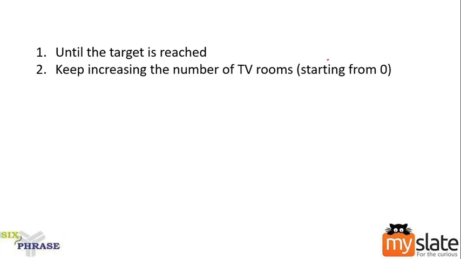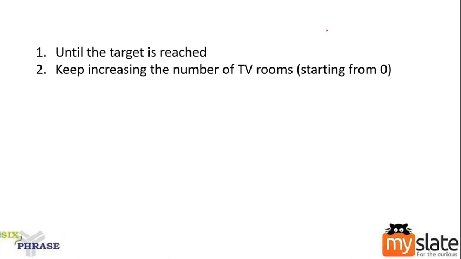Start from TV 0, start from no TVs at all, and keep increasing the number of TVs. Exactly what we did earlier. So start from the scenario where you don't need to buy a TV. After that, say you have one TV, what happens? Say you have two TVs, what happens? Like that, keep calculating for the number of TVs. Understood?